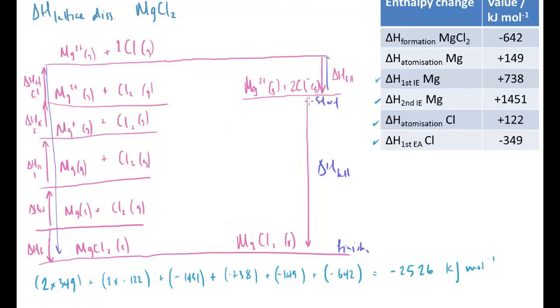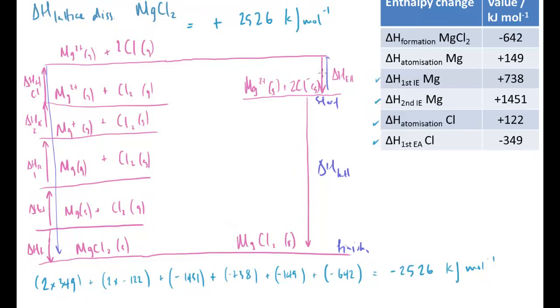And that's the energy change for this portion here, which is the lattice formation. Now I need the lattice dissociation, which is therefore going to equal plus 2526 kilojoules per mole. It's a really important thing to do here.